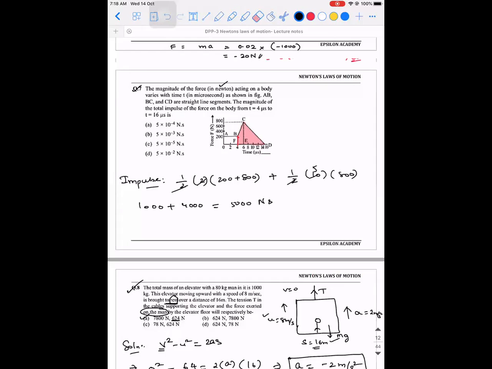It is not 5000 Newton second. Why is my answer not matching? What mistake did I do? It is in microseconds. I took it in seconds. So into 10 power minus 6 is what I forgot. So 5000 into 10 power minus 6. Newton second is right, that is the unit because it is force into time. So 5 into 10 power minus 3 Newton second. So Newton second is also another unit for momentum. So is that an option? Option B.